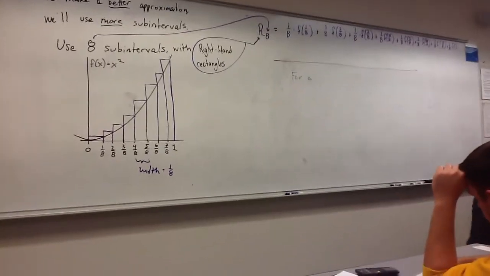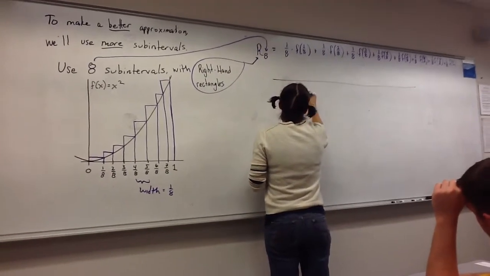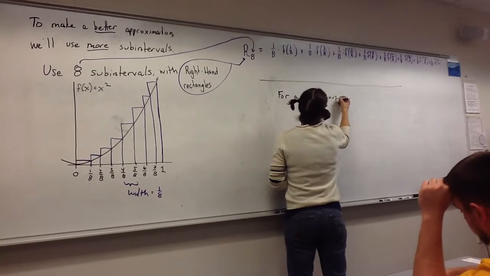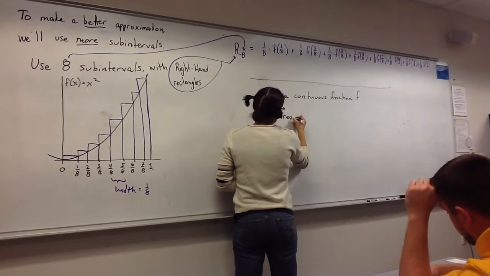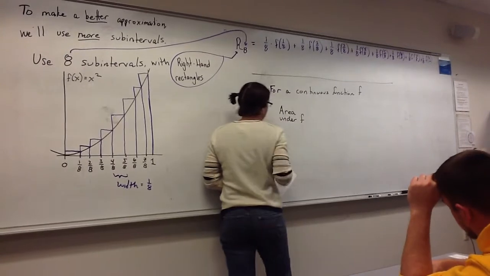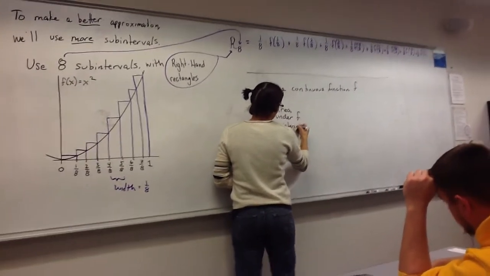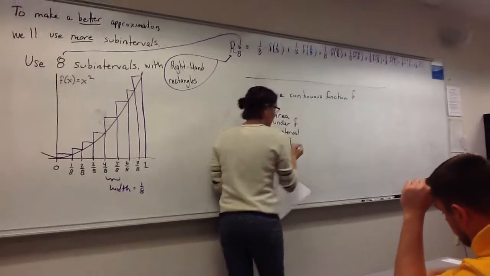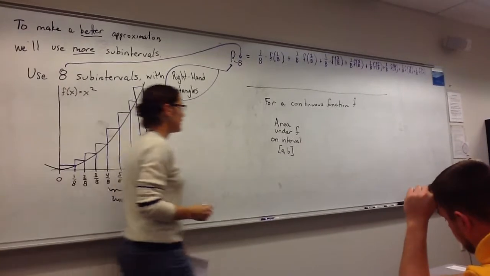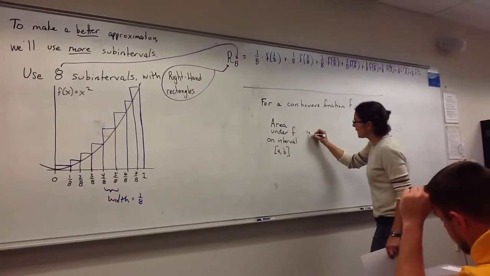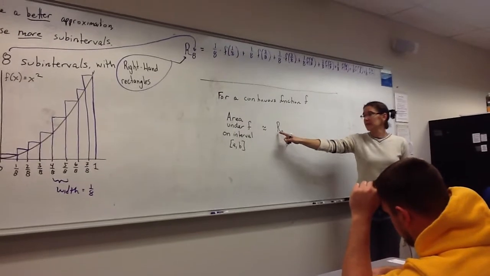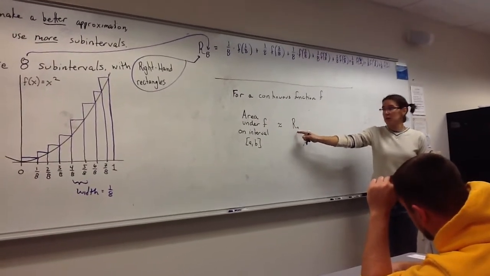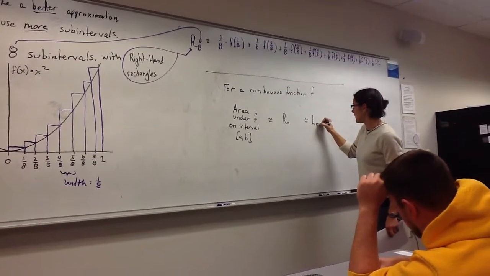And so for a continuous function f, we say that the area under f on the interval from a to b, in our case a to b was 0 to 1, the area under our function on that interval, well, that is approximately equal to the Riemann sum where we had right-hand corner rectangles and n subintervals, which is also approximately equal to if we did the same thing with left-hand rectangles.